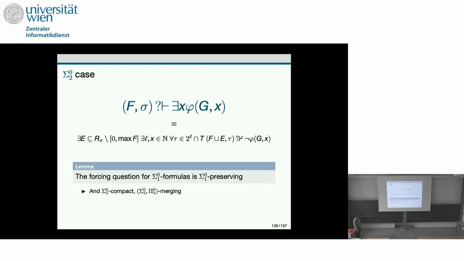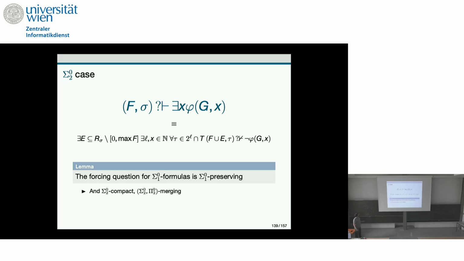And if the answer is no, then it means that what we add to F, at every level of the tree, there exists a node for which it will not answer. It will answer yes, and so we can restrict our tree to those nodes witnessing it, and this will be an extension which will force our Pi2 statement.